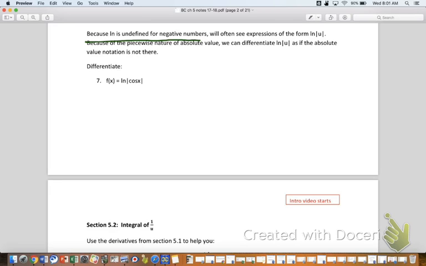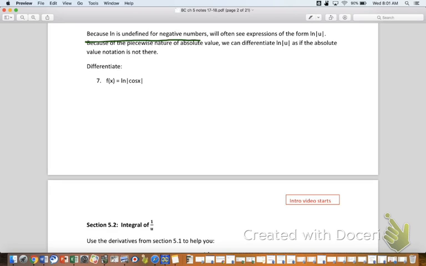So because of the fact you can't do natural log for negative inputs, it creates an undefined output. We'll often see ln of absolute value of u. The cool thing about this is we can actually differentiate the natural log of the absolute value of u as if the absolute values weren't even there. Yeah. So in other words, I'll show you the quick answer here, and then I'll prove to you perhaps that it's right.